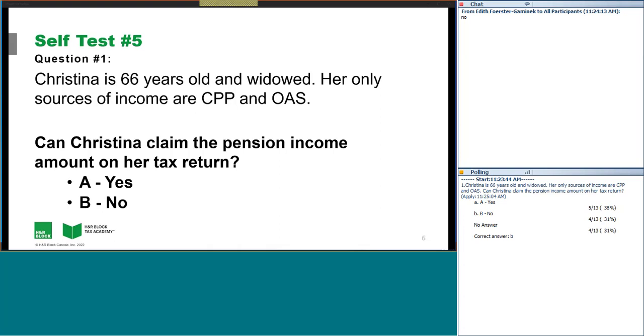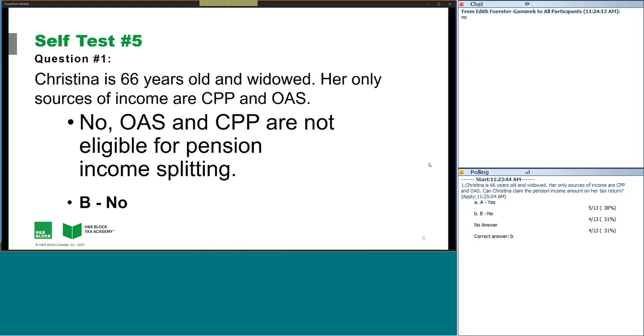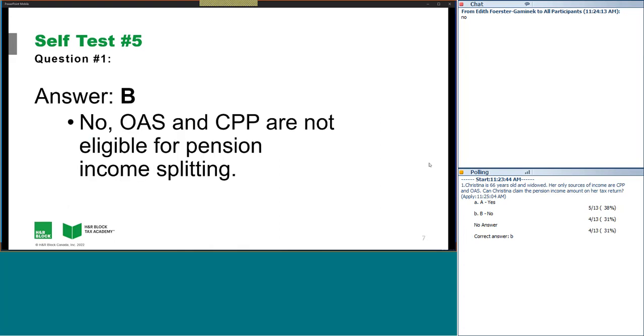So we got a split class. Half of you said yes and half of you said no. If you said no, you are correct. OAS and CPP, even though we think of them as pension income, and even CPP has the word pension in it, they are not eligible for pension income splitting, and they do not qualify for the pension income amount. So if the only income she has is OAS and CPP, she does not have a pension income amount.